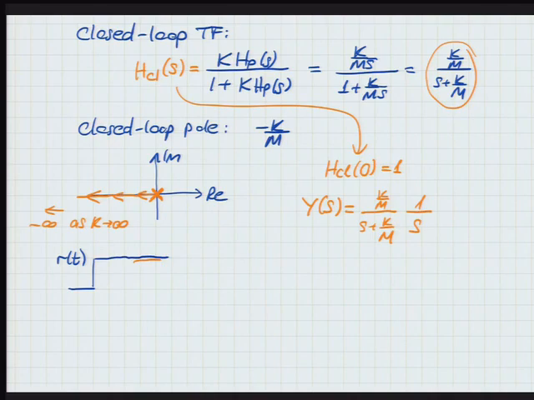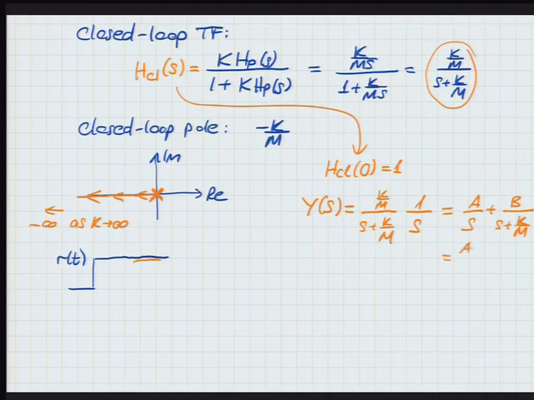In this course, we don't do very complex analysis types of things, contour integrals. We just do partial fraction expansions. Those always work when you have rational transfer functions like this, polynomial by polynomial, right? So you want to write it in this form, A over s plus B over s plus k over m. Make sense? And now you want to find A and B. So I'm basically doing a quick review of partial fraction expansions.